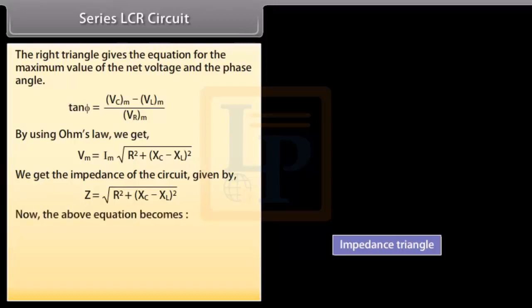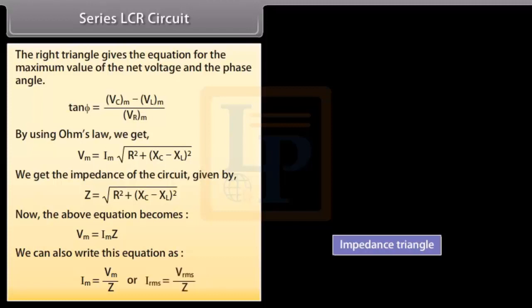Now, the above equation becomes Vm is equal to the product of Im and Z. We can also write this equation as Im is equal to Vm upon Z, or IRMS is equal to Vrms upon Z.